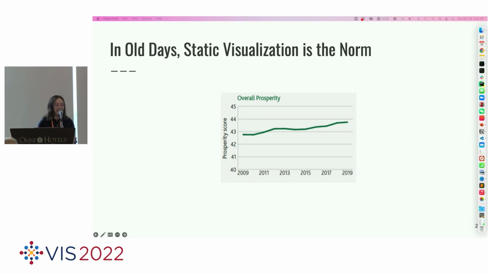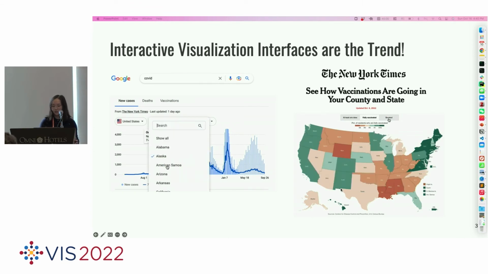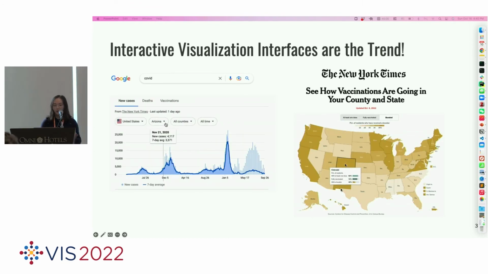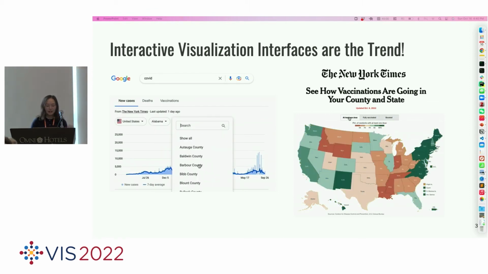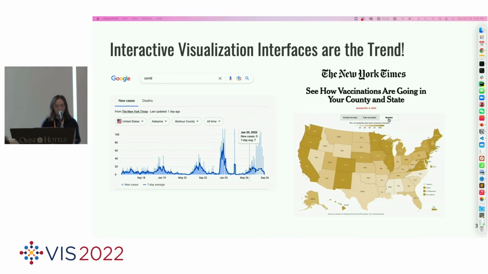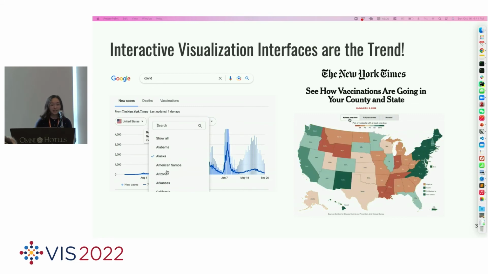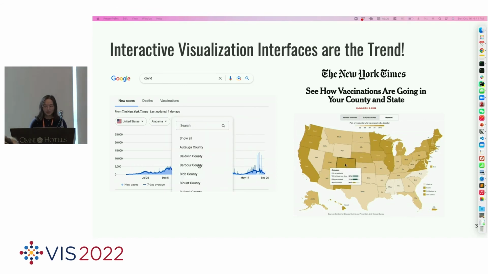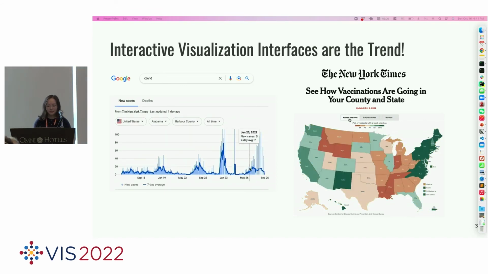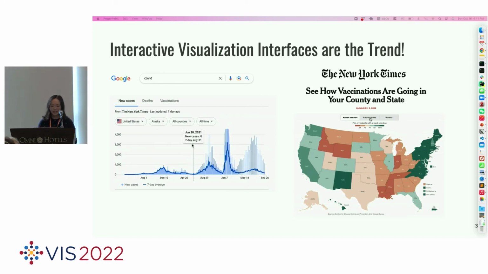So in old days, static visualization is the norm. But now, interactive visualization interface has changed. People rely on it to interact with data and can gain more insight from its interactivity. If you search COVID on Google, it will show such an interactive interface. You can choose between cases and deaths and different states and you can see the trends. And also in New York Times, most news now include interactive visualization interface.